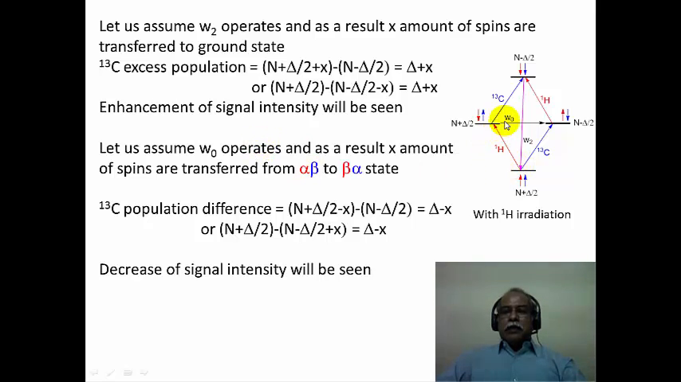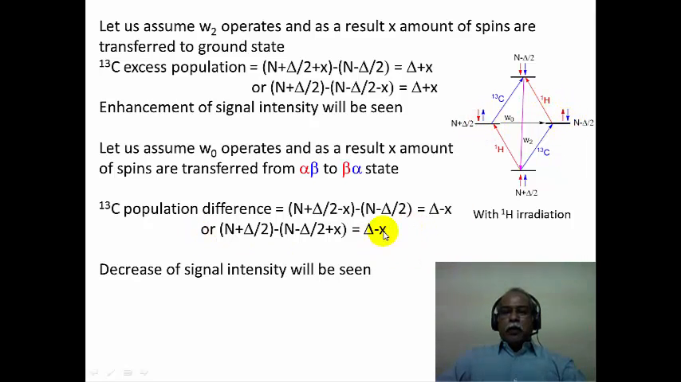Now let us assume that W0, which is also a double quantum relaxation, is operating. As a result of that, let us assume that x amount of the spins are transferred from the alpha beta state to the beta alpha state. Now the population difference, if you calculate, you remove x from here and add x to this state, because x number of spins are being transferred from this state to this state.